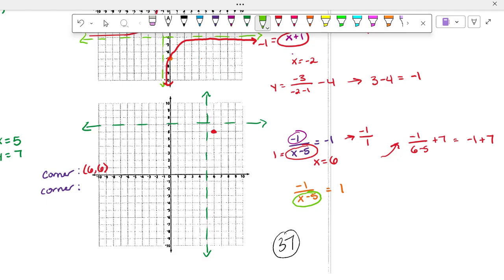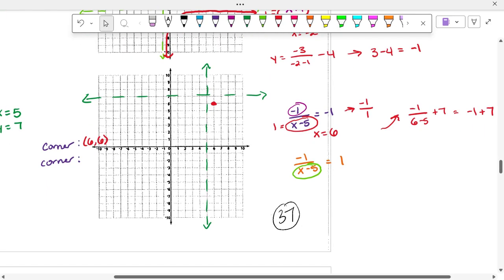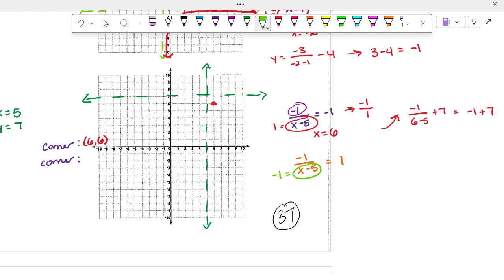Okay, so then what about that? We want x minus 5 to equal -1. x would equal 4. Now what do I do? Plug it back into the original. So I get -1 over 4 minus 5 plus 7. So that would be 1 plus 7, which is 8. So that's my other corner point. So it's at 4, 8. Now what do I do?